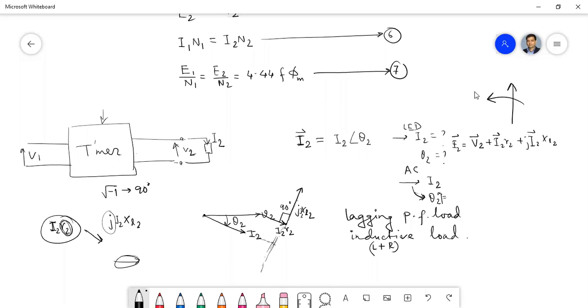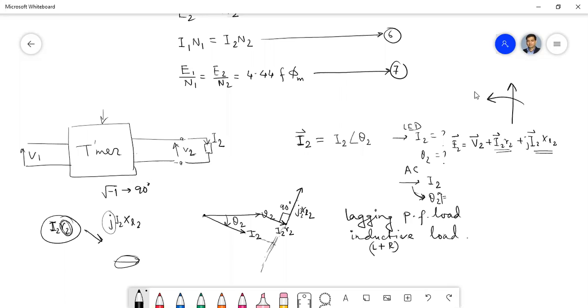It is V2 plus I2R2. If it is plus, it will be leading, but if it was minus, then it would lag. But here we have plus only. As we have added the I2R2, so we have to add this jI2XL2.